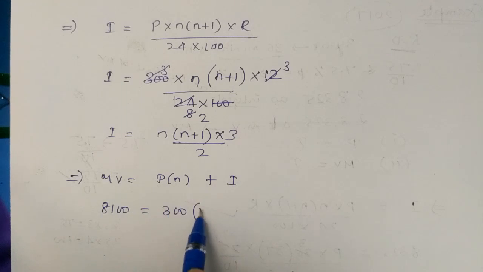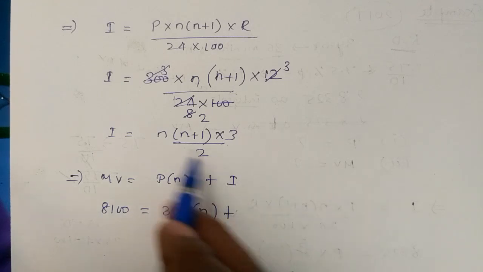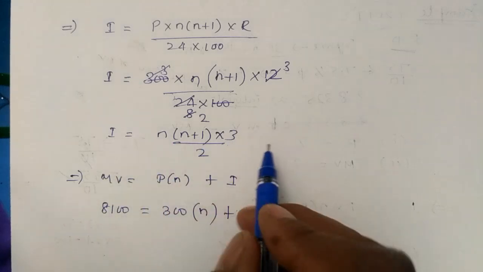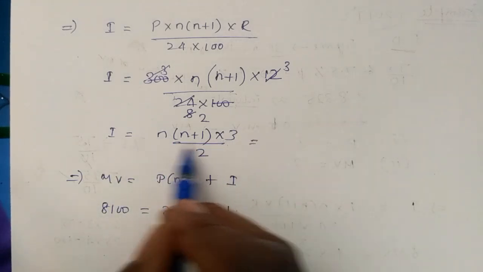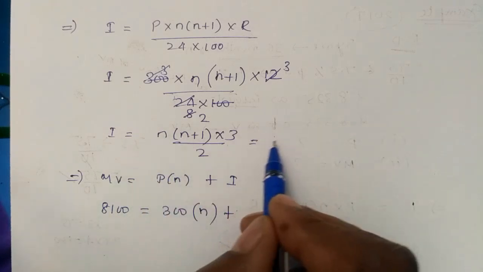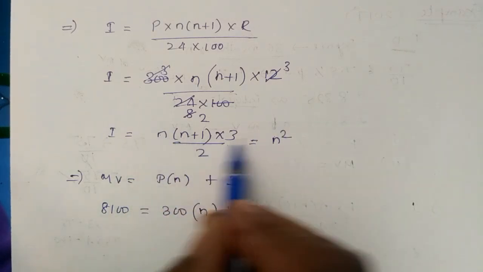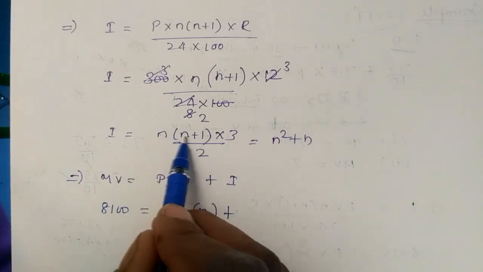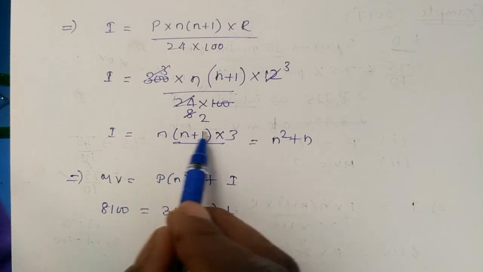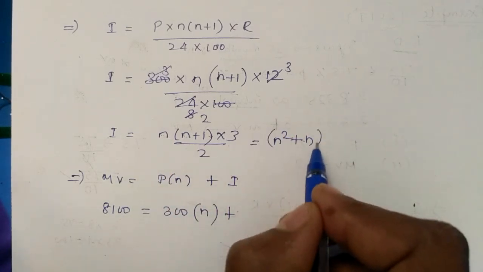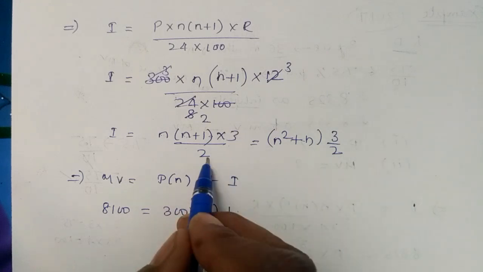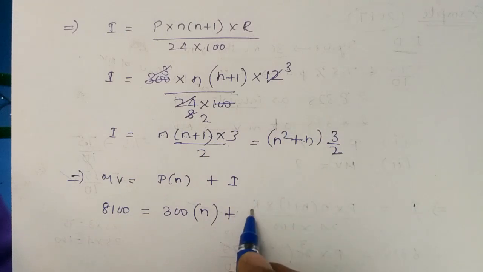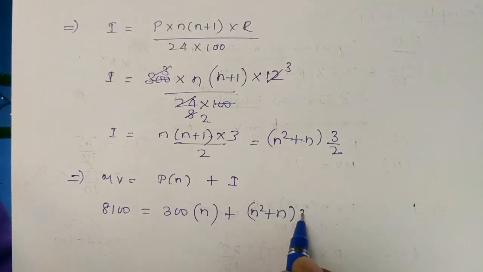How many months? That was the unknown. N plus I. What is I? Look here, I already got it. I is equal to N of N plus 1 into 3 by 2. This N of N plus 1, you can write as N into N, N square, N into 1, N. Mono and binomial multiplication. Into 3 by 2. That you write here. What is the value of I? I is equal to N square plus N into 3 by 2.